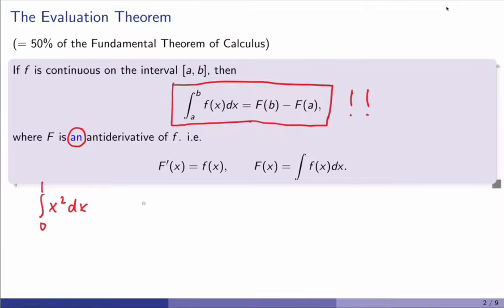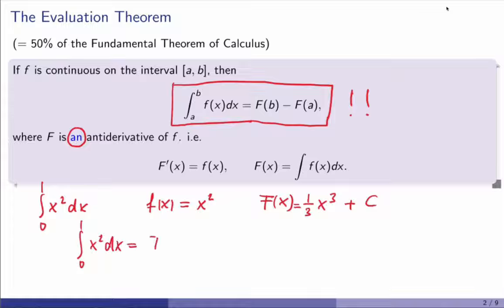So what do we have to do? We have to identify, first of all, the function f. So the function f is x squared. Secondly, we have to identify the antiderivative, which is 1/3 x to the 3 plus a constant. And so then we can apply the above formula. So according to the formula, we have the integral from 0 to 1, x squared dx, would be then big F at 1 minus big F at 0.